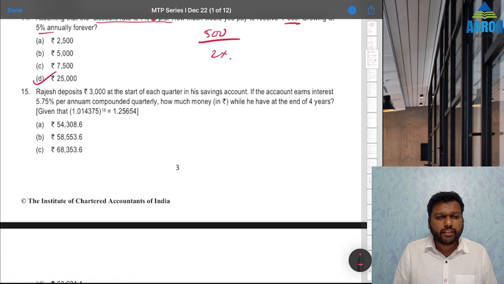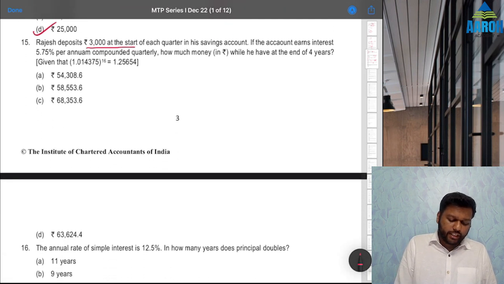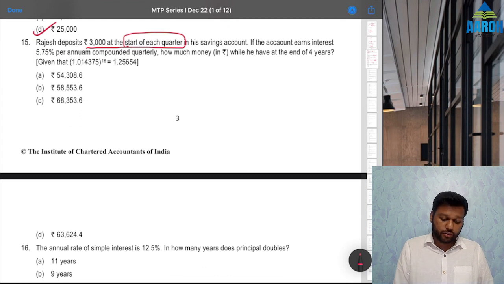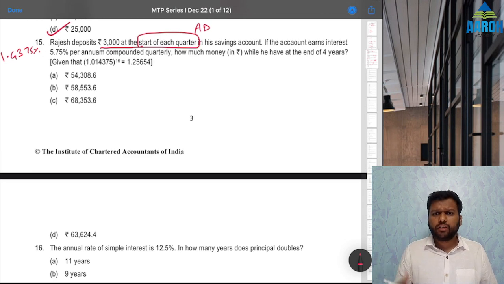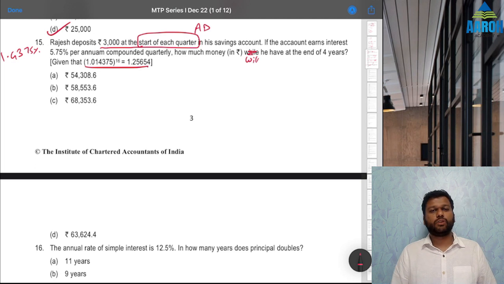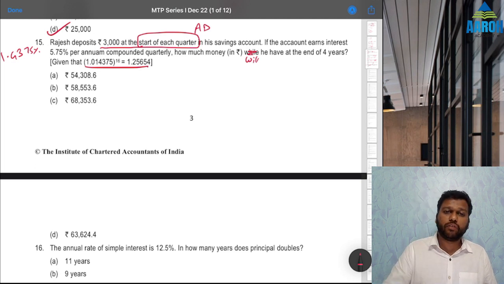D. Next, Rajesh deposits 3000 at the start of each quarter, so that is annuity due, in his savings account. If the account earns interest 5.75% per annum compounded quarterly, so 5.75 divided by 4, our interest rate is going to be 1.4375% per quarter. How much money will he have at the end of 4 years, given that this? Okay, they have already given that value, right? So no need to even find that.